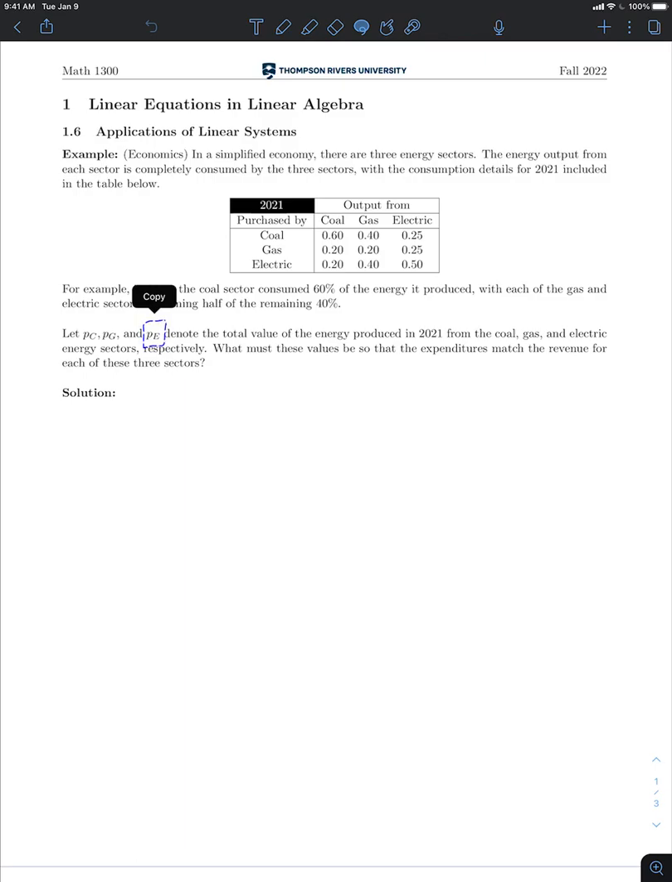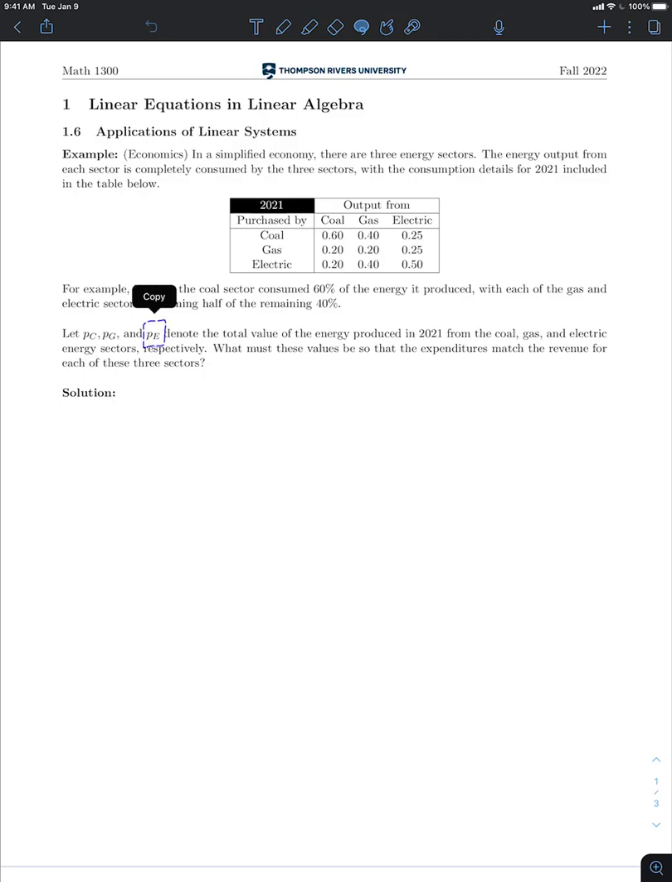Okay, so what we want to know is what would these values have to be in order for all three of the sectors to perfectly break even? In other words, all of the revenue they generated from the energy they produced matches exactly their expenditures for all the energy they consumed. That's what we're looking for here. What would these prices have to be set to? Well, that's not an easy question to answer. There are a lot of factors here. So the chances of stumbling upon a solution just by trial and error, that's not very likely.